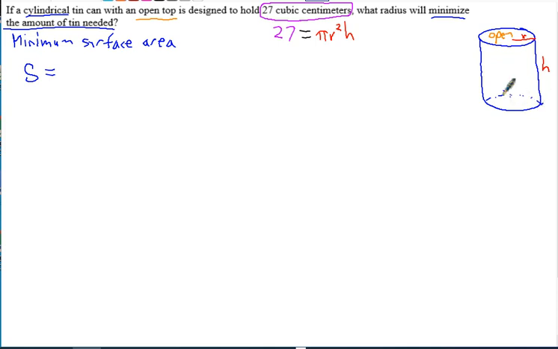So that's just the area of the circle, which is pi r squared. Notice if it had been closed on the top also, it would have been another pi r squared, which would have made it 2 pi r squared. Plus, remember the part that wraps around the cylinder? On the side, you can just get from the circumference, which is 2 pi r, times the height.